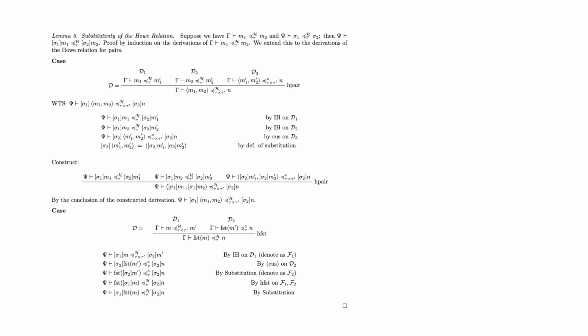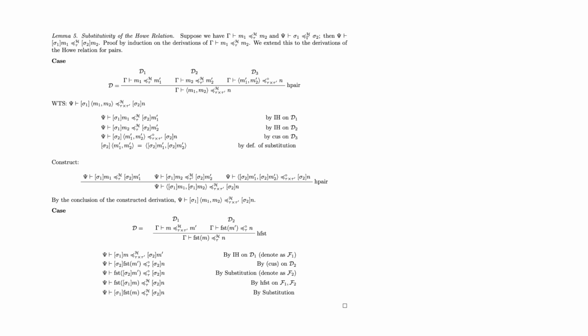Suppose we have gamma proving that two terms m1 and m2 are Howe related at the type tau, and we also have psi proving that sigma 1 and sigma 2 are Howe related at the type gamma, which means that sigma 1 and sigma 2 provide well-typed simultaneous substitutions for variables in gamma. Then we want to show that psi proves that sigma 1 applied to m1 is still Howe related at the type tau to sigma 2 applied to m2.